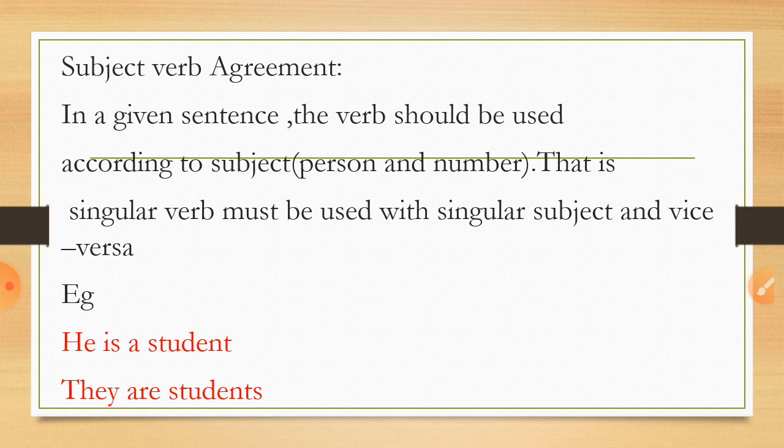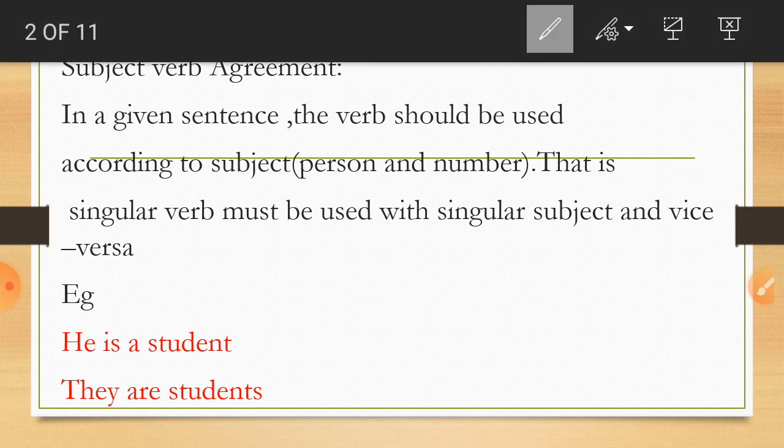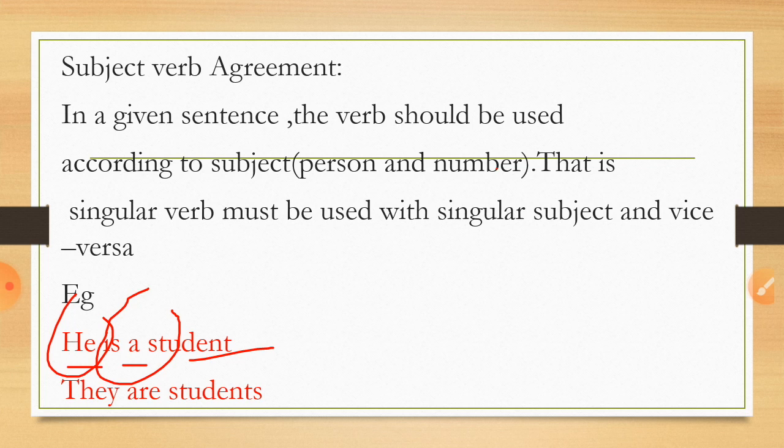As you could see the definition, but before we go to the definition, let's try to understand it with an example. Here the example is he is a student. So you could see he is a subject, is a verb, and a student is object. So is particularly is a singular verb, and he is a singular person. Thus, the definition of subject verb agreement says in a given sentence the verb should be used according to subject, that is according to person and number.